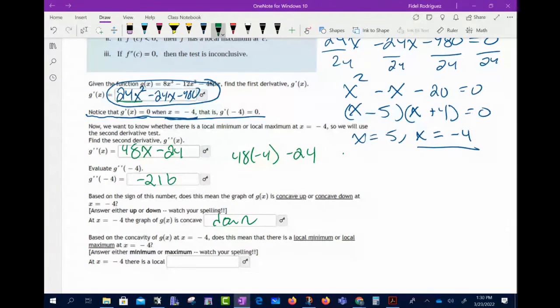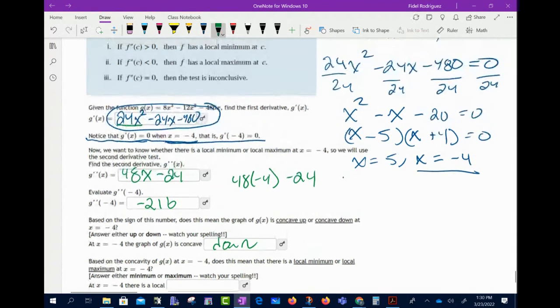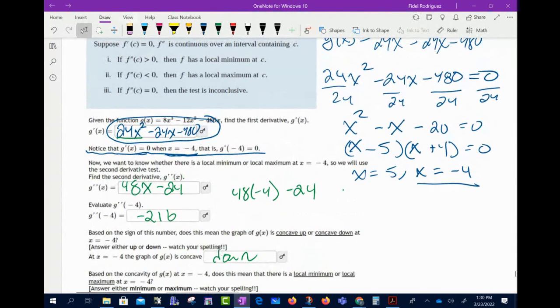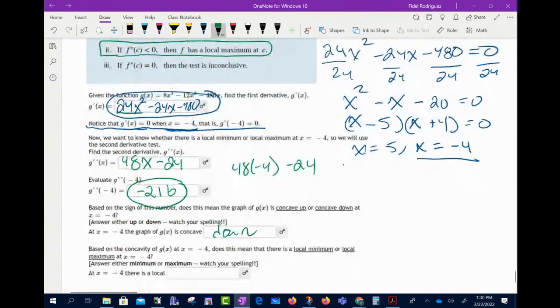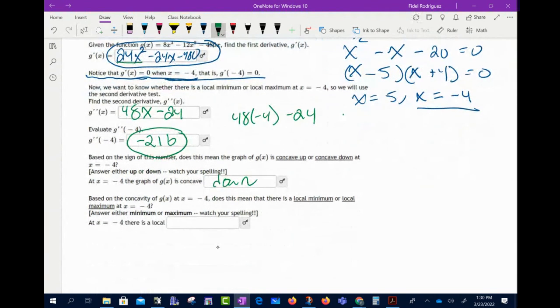All right. Now, it says, based on the concavity at x equals -4, does this mean there's a local min or a local max? Okay, take a look, y'all. When we take the derivative, notice the number we came up with. We came up with what kind of number? A negative number, right? If the derivative is negative, then we have a local what? Local maximum. So right here, we're going to put maximum. And there we go.